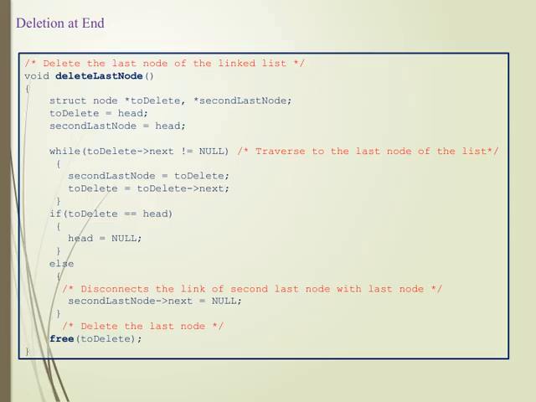If it is, that means the list only has one node, so we set head to null, effectively emptying the list. If not, we disconnect the second last node from the last node by setting second last node's next pointer to null. Finally, we free the memory occupied by toDelete, removing the last node completely. This process ensures that we correctly handle both the case of a single node and a longer list, maintaining the integrity of our linked list structure.